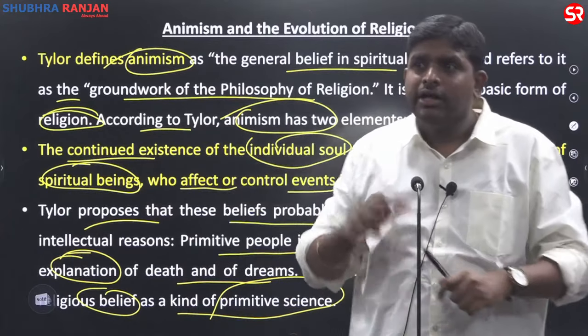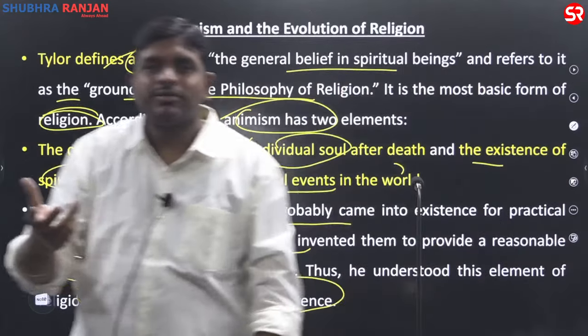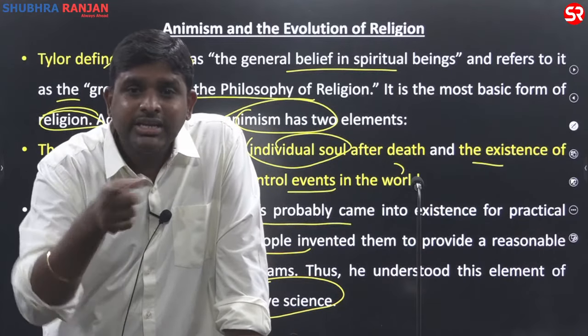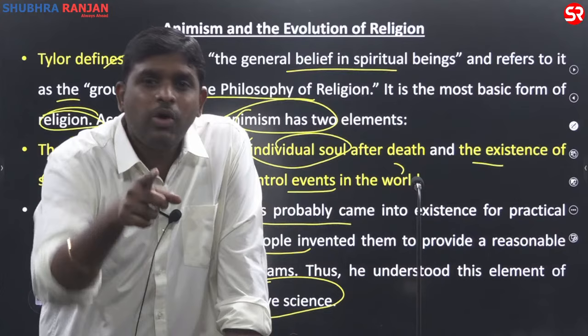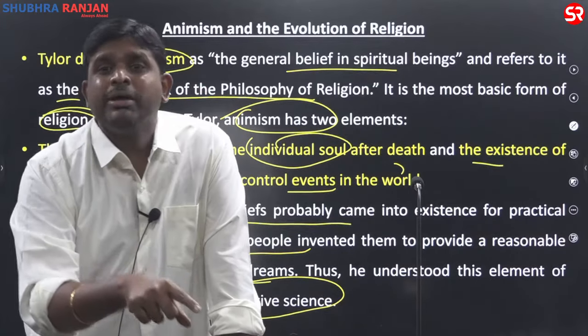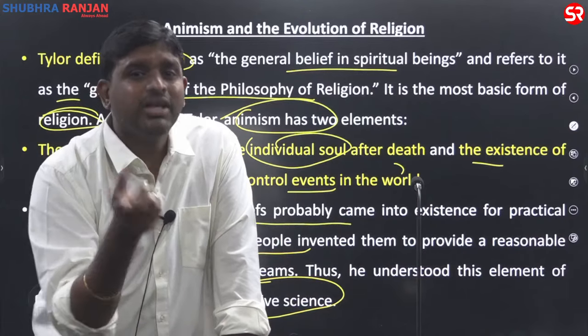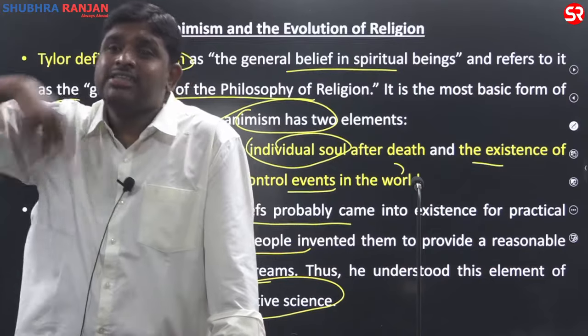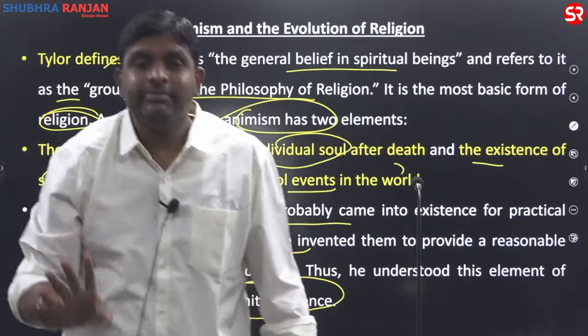But here what happened, they themselves got an answer. What is the answer? After the death of the man, what happened to the soul? And this soul is also doing benefit to the man, like controlling the natural objects. So hence the man is worshipping this soul. Hence there is an answer for the question, hence called primitive.